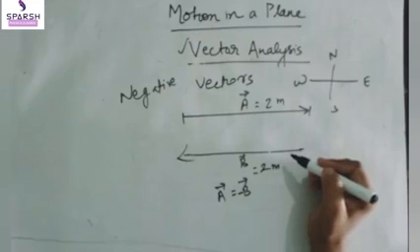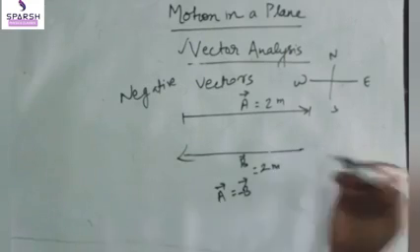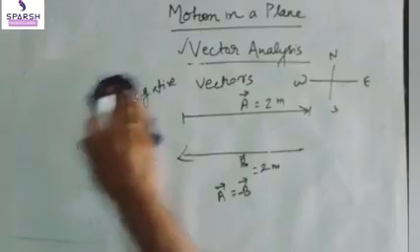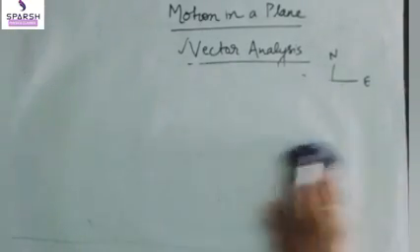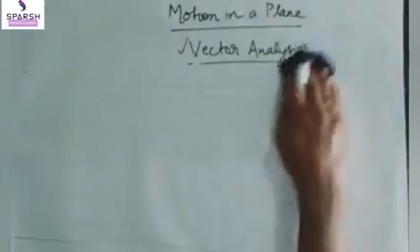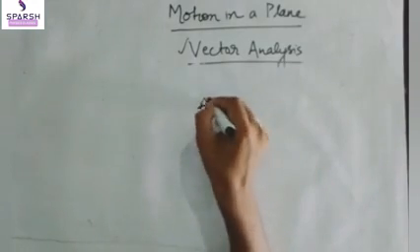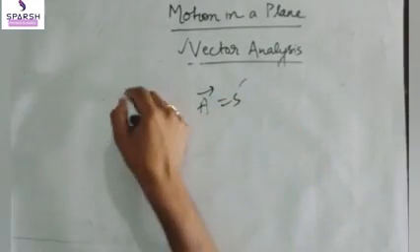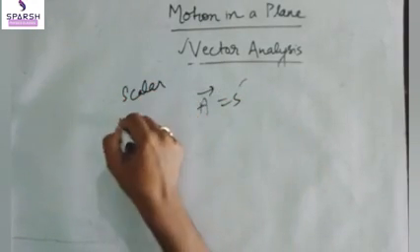Next is scalar multiple of vector. What do you mean by scalar multiple? Scalar multiple means when we multiply a scalar number with a vector, like vector A is equal to 5, scalar multiple.